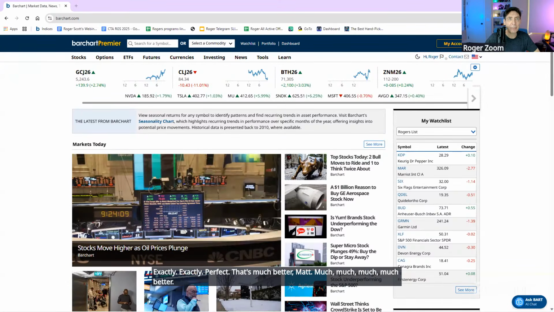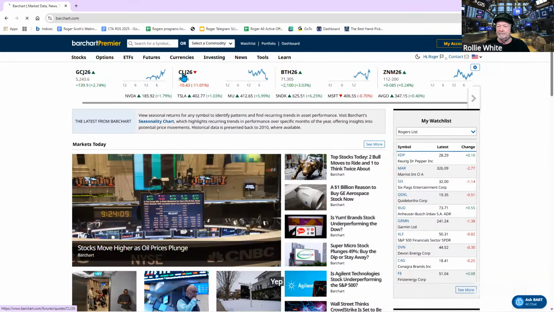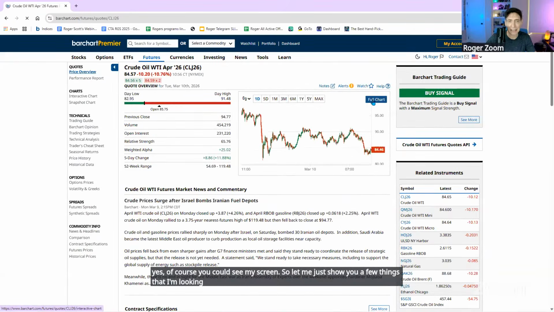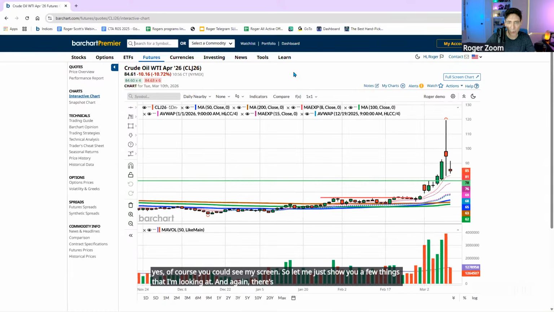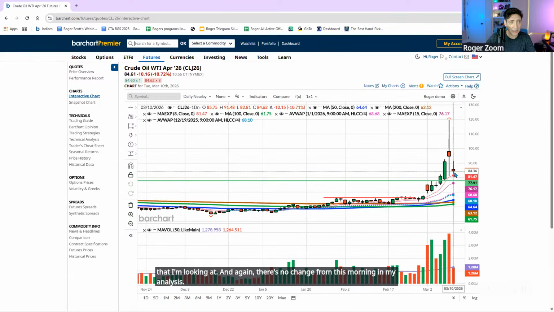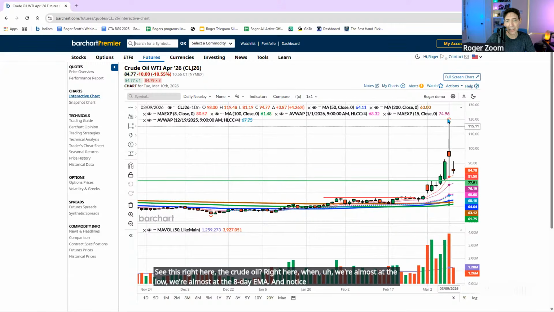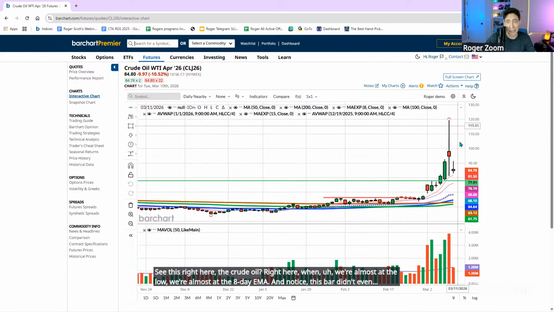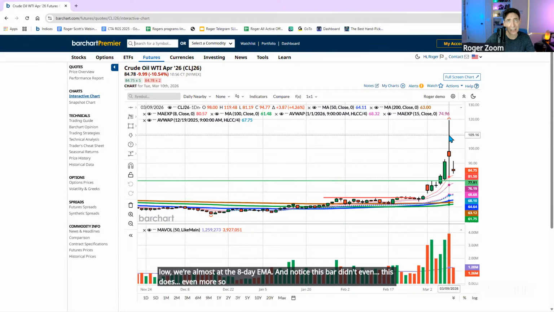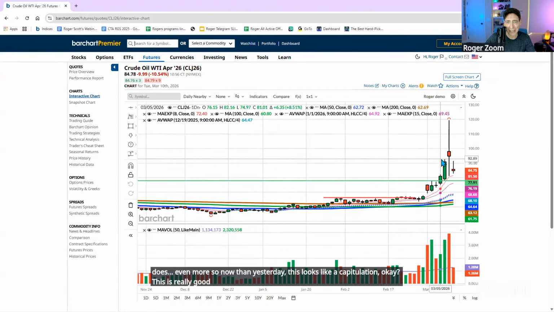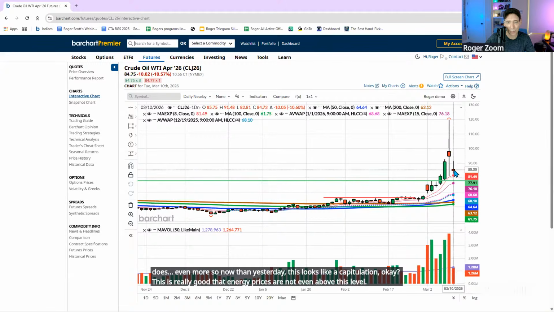All right, so let me show you guys a few things that I'm looking at. Of course you could see my screen. And again, there's no change from this morning in my analysis. See the crude oil right here. We're almost at the low, almost at the 8-day EMA. And notice this bar, even more so now than yesterday, looks like a capitulation, okay? This is really good, that energy prices are not even above this level and that we're near the bottom end.